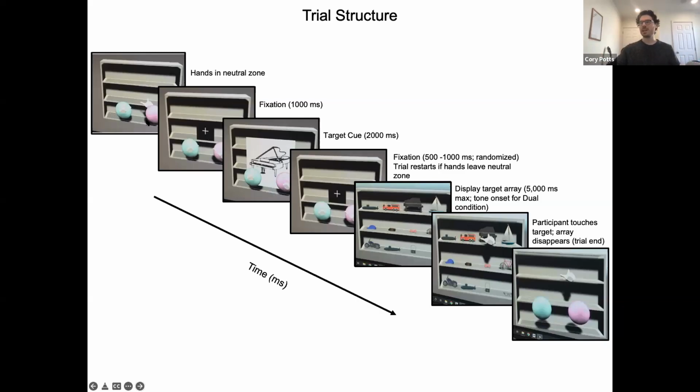So they would start with their hands in the neutral zone. A fixation cross would appear. After a bit of time, as long as they kept their hands in the neutral zone, a target cue would appear. And in this case, the target cue is a piano, okay? And then they went back to the fixation. They still had to keep their hands within the neutral zones. If they left at any point in time, this entire sequence would start over again. And then finally, they would see the target array.